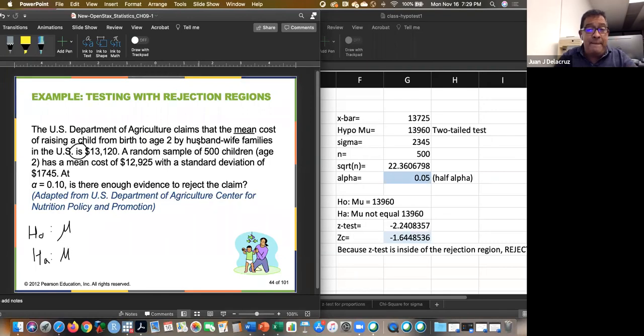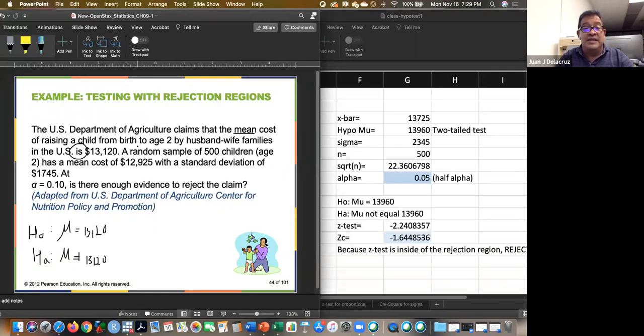So mu is $13,120. H naught says it is equal; the counter argument is not equal. So very clearly, this is a two-tailed test at the 10% level of significance, right?